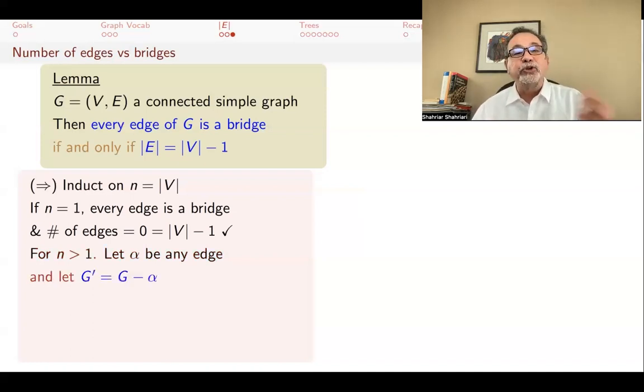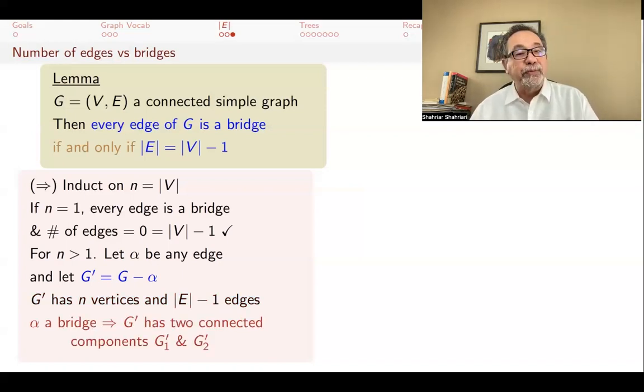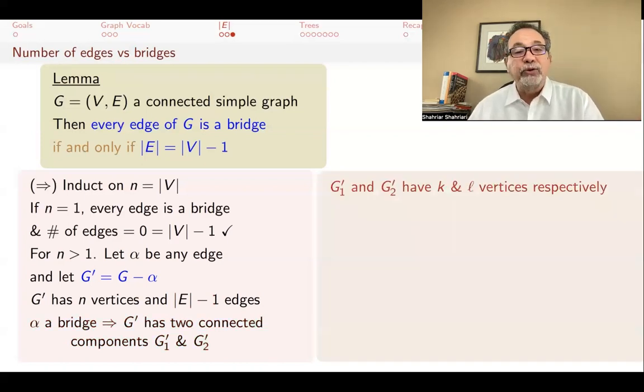And look at the graph when you take that edge out. So G prime is that same graph, but taking that edge out. This new graph has n vertices. I didn't take any vertices out. I just took one edge out, and it has one less edge than before. Now, alpha was a bridge because every edge was a bridge. And so this G prime went from being a connected graph to a graph with two connected components, G1 prime and G2 prime.